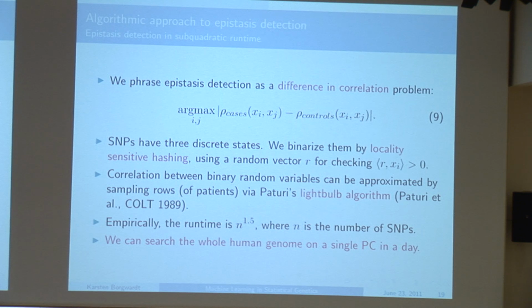This leads me to the end of my talk. 1 hour is over. The short summary of my talk is that using methods from theoretical computer science and extending them to our problem setting, and by using graphical processing units, we now have 2 equivalent approaches for searching the whole human genome for interacting SNP pairs in a single day.